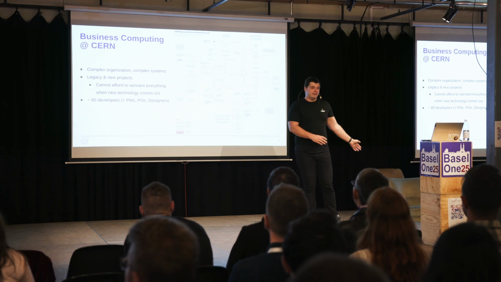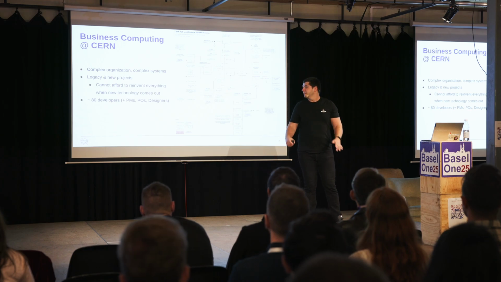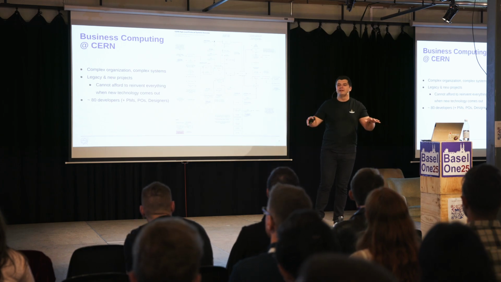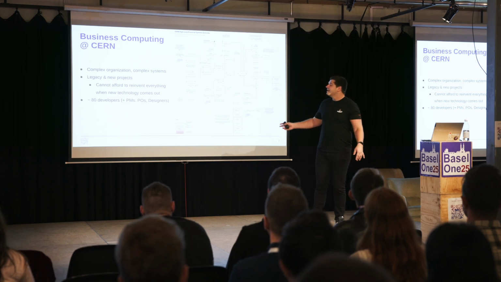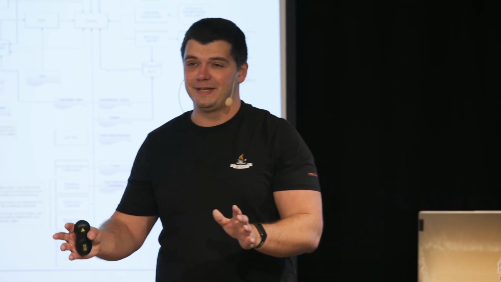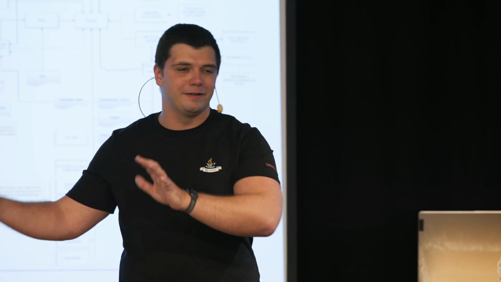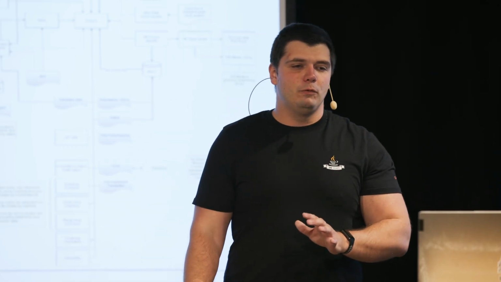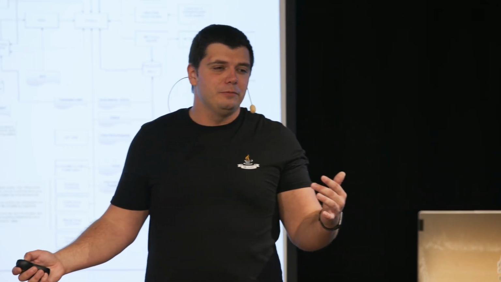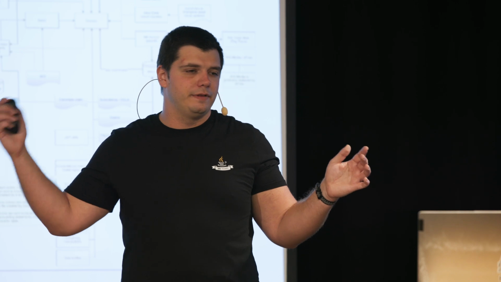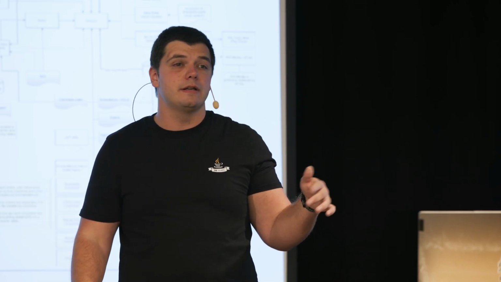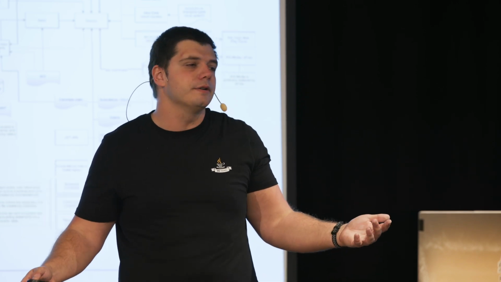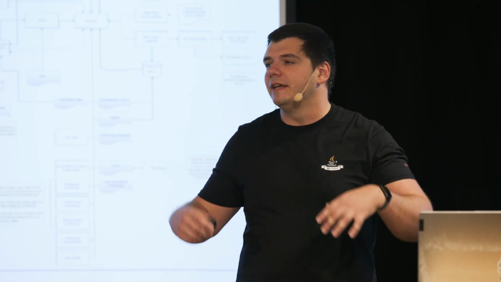We have lots of legacy. We also have a lot of new projects. This diagram over there is made unreadable intentionally, but it's just a high-level overview of financial systems at CERN. So this is only ERPs and stuff like that. And we can't afford to reinvent the wheel. We have around 80 developers with PMs, POs, designers, as you would see in a normal organization. So it's nothing really sci-fi.